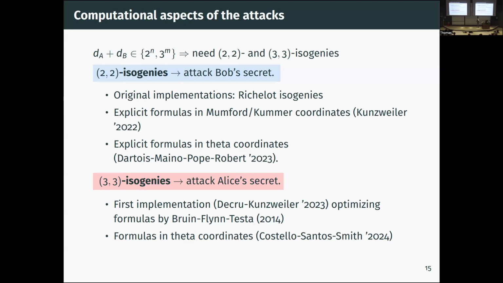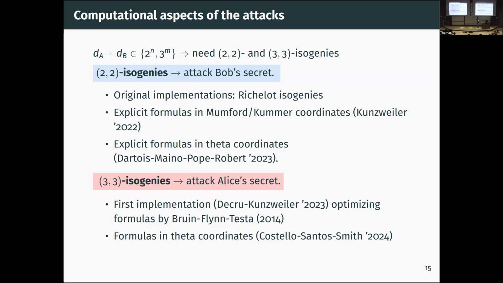That's also the reason that the CGL hash function was quite fast, because this only used 2-2 isogenies. And the SIDH protocol, the generalization of this to dimension 2, was quite slow because it needs both 2-2 and 3-3 isogenies. Okay, but we obtained an implementation of this, and now this year there also appeared a new paper finding the explicit formulas in terms of these new theta coordinates.